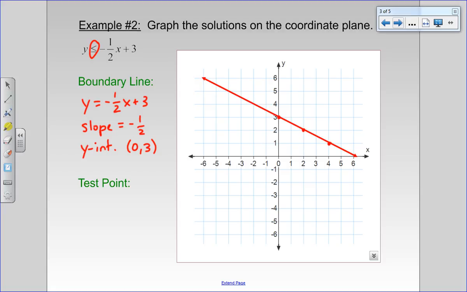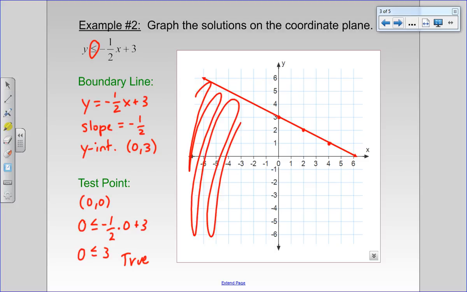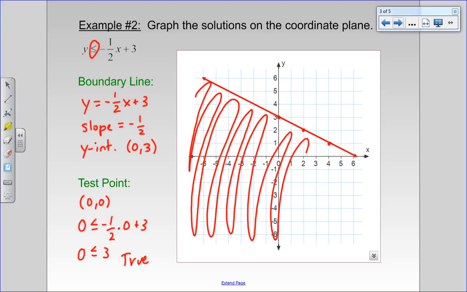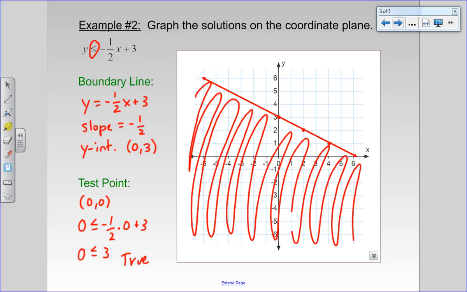Finally, we can use a test point to determine which side of the boundary line should be shaded. Once again, let's use the origin, since it's simple to use. In this case, the inequality would read 0 is less than or equal to negative 1/2 times 0 plus 3, or 0 is less than or equal to 3. That's clearly a true statement, so the origin is a solution of the inequality, as are all the other points which fall on the same side of the boundary line as the origin. So we will shade that side of the coordinate plane to indicate the solutions of the inequality.